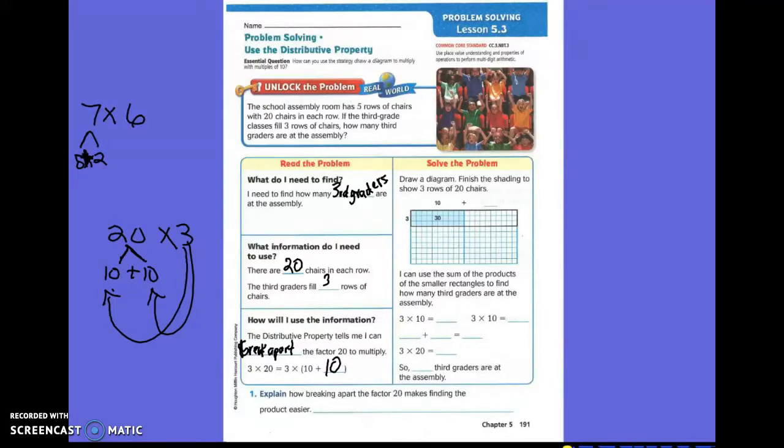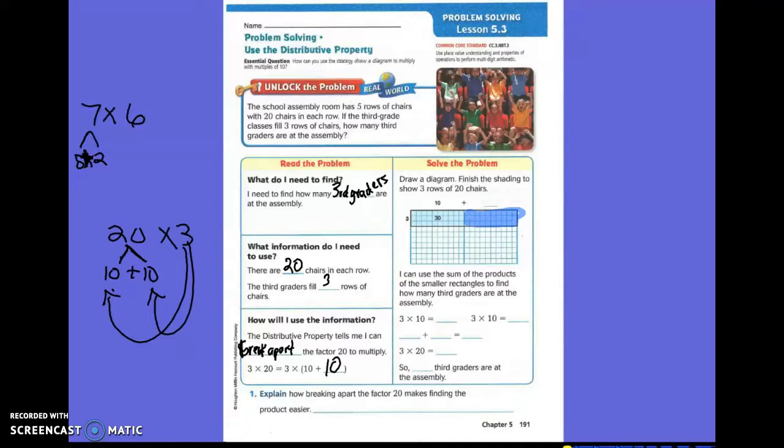Then we're going to draw the diagram. It says, draw a diagram, finish the shading to show 3 rows of 20 chairs. They already shaded some for you. They shaded the 3 rows of 10 right here, which equals 30, right? But we're supposed to do another 3 rows of 10. Remember, 3 times 10 and 3 times 10. So now you need to shade the other 3 rows of 10 with your pencil. Doesn't have to be too dark. Just get it done. And then I'll tell you what to write.